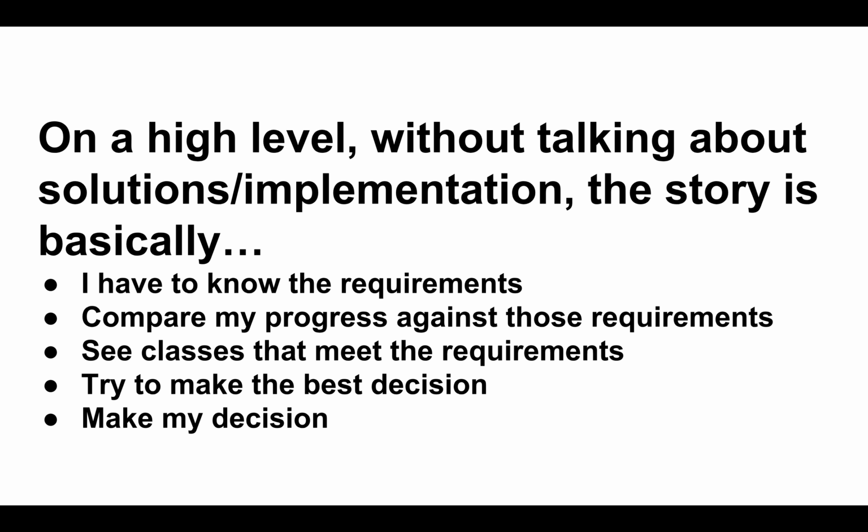So, on a high level, without talking about solutions or implementation, this is basically the story we have. I have to know the requirements. So I have to know what are the requirements we have to meet. So in the simplest case, maybe I focus on just one requirement, like the ethnicity requirement or the writing requirement. In the bigger picture, I need to know, okay, the D, E, F, and G, how many in each category, and what are the courses that are acceptable for each of those. So I have to know the requirements. You'll always need to know the requirements. Exactly. Yeah. I need to compare my own progress against those requirements.